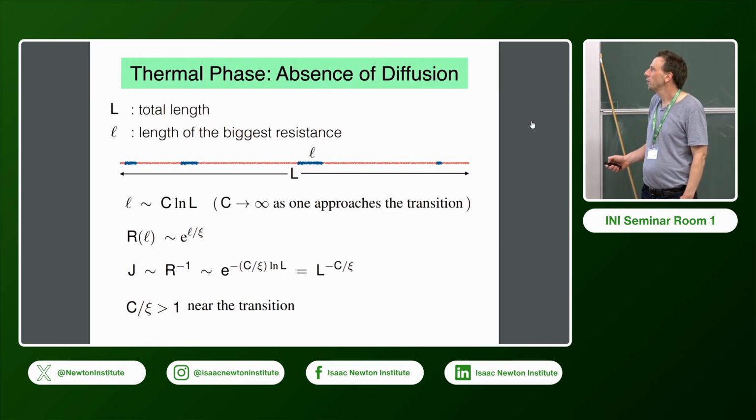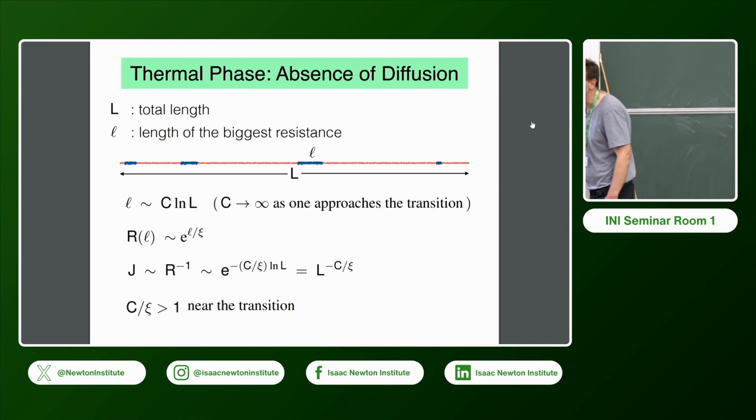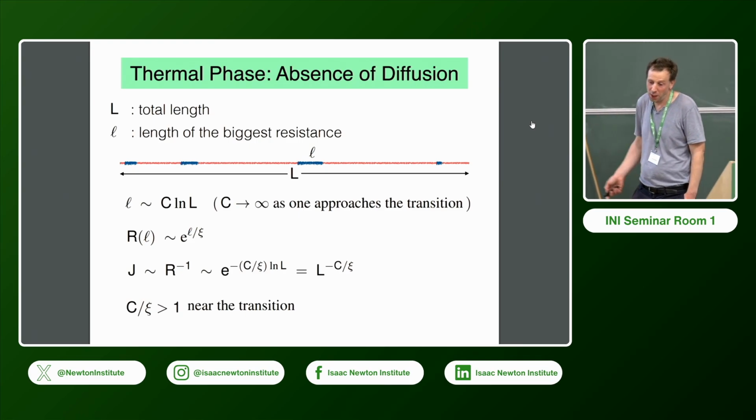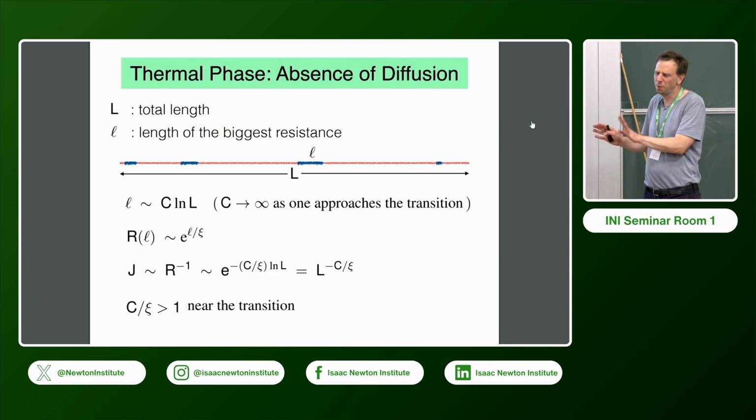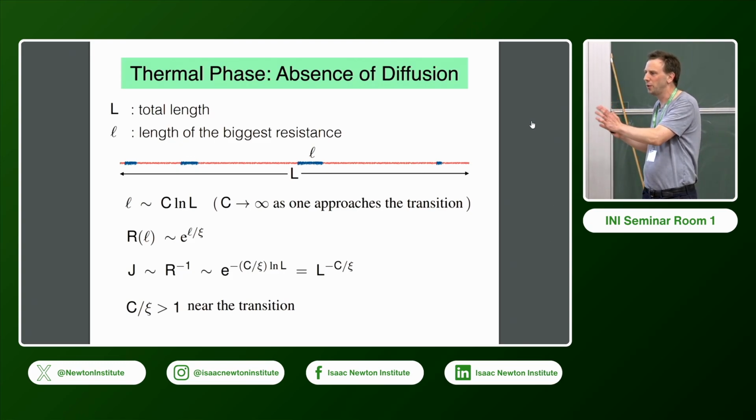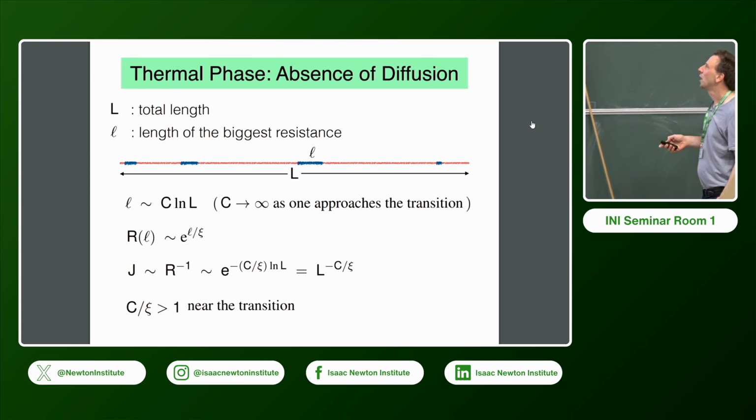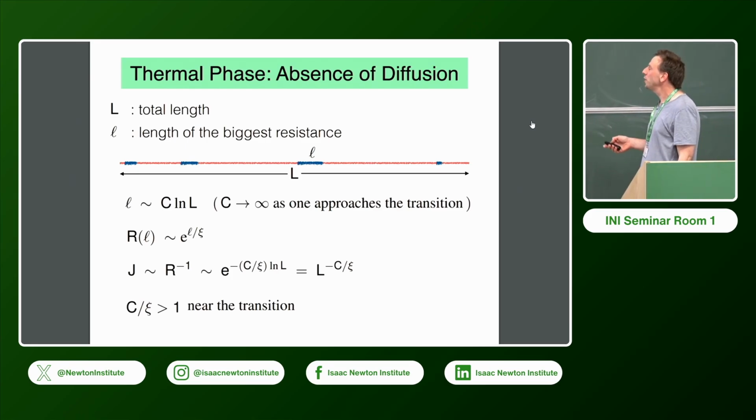So if the current is like inverse resistance, as I had in this original slide, you get exponential of minus log, right? So basically you get a polynomial, and near the transition this parameter will be larger than 1, so that's how you get the subdiffusion, okay? So that's the theoretical explanation for the observation of subdiffusion, and it has been backed by numerics, although I don't think people completely understand. There are numerical observations, there is this theoretical thing, but it doesn't perfectly match, but somehow there is some understanding, okay? So that's the origin of this.